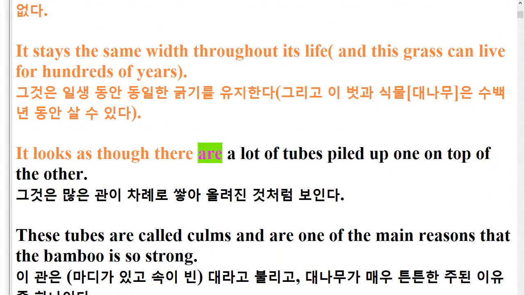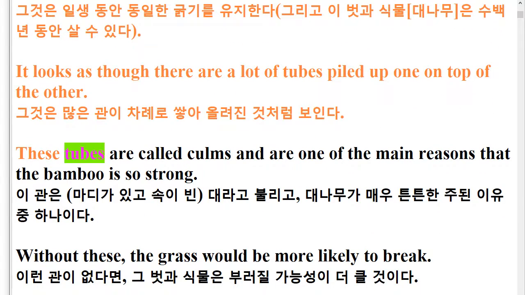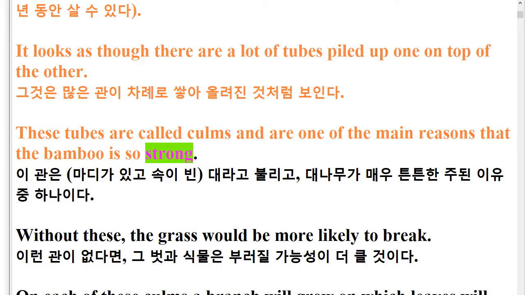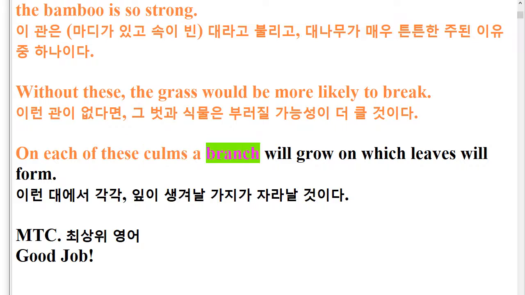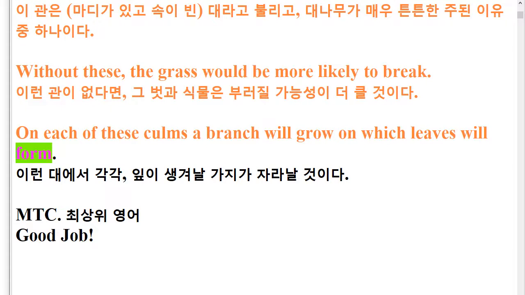It looks as though there are a lot of tubes piled up one on top of the other. These tubes are called culms and are one of the main reasons that the bamboo is so strong. Without these, the grass would be more likely to break. On each of these culms a branch will grow on which leaves will form.